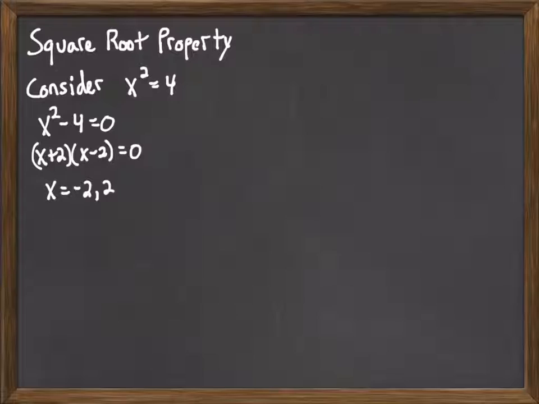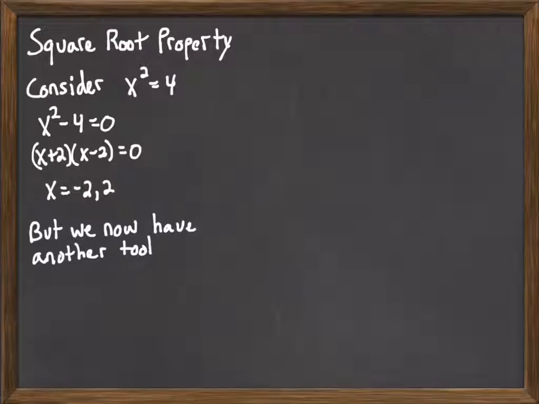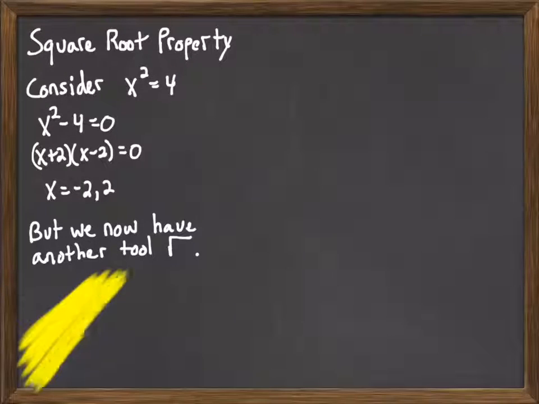and 2. Okay, so that's fine and good if it's x squared equal to a number that we can actually factor as a perfect square, like 4 or 9 or 16. But what if it was x squared equal to some other number? So we want to approach this equation from a different point of view, and that's using the square root.